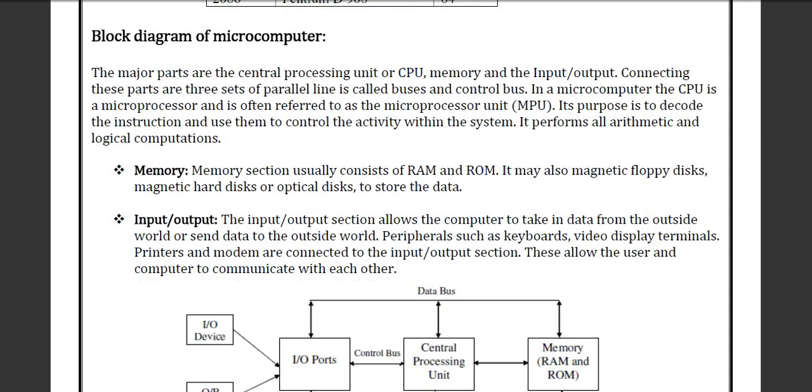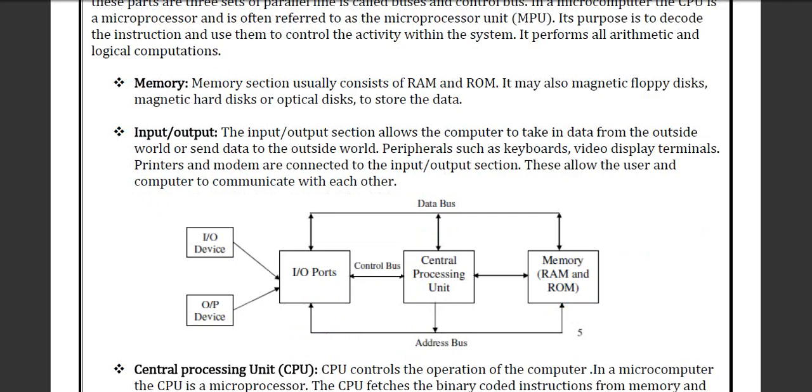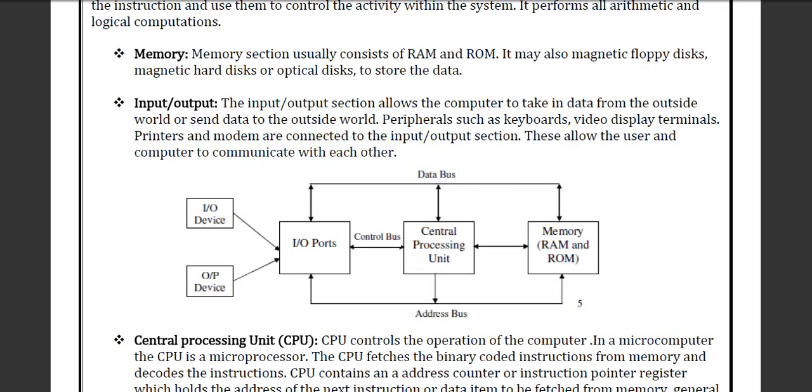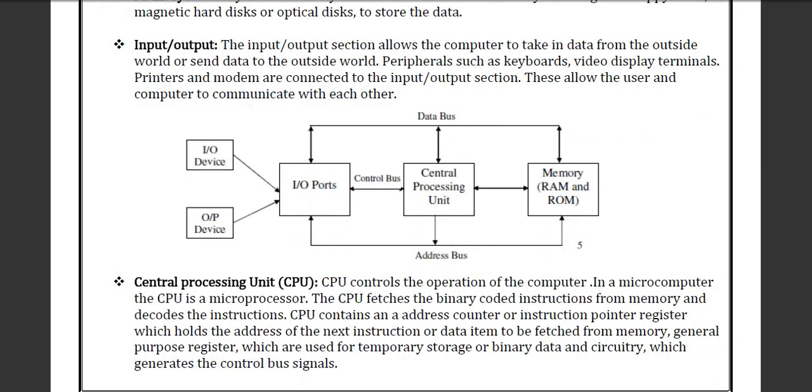First, the block diagram of microcomputers. Here in this section we have the memory, the input output, and the control unit, which is known as the CPU. This one is the diagram. In the central section we have the central processing unit for processing the data, and the input and output port, known as the I/O port, where we have I/O devices, the input devices, and this one is for the output devices, which are connected with the input output ports.